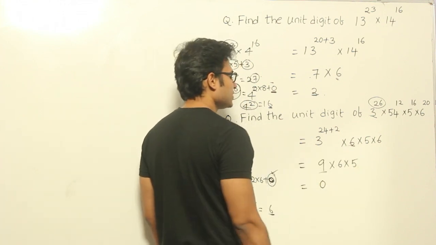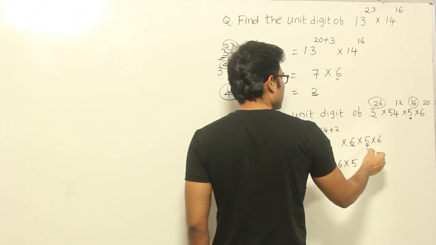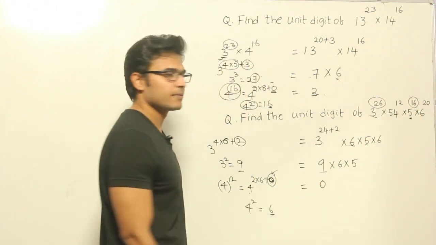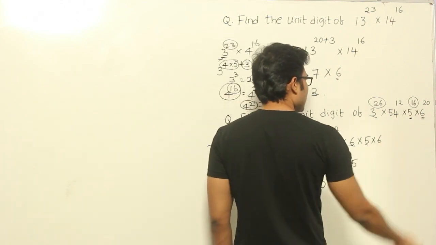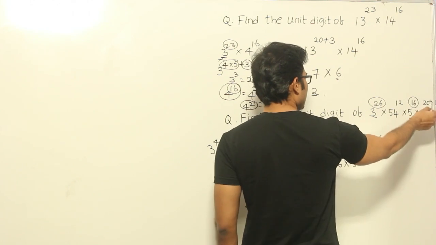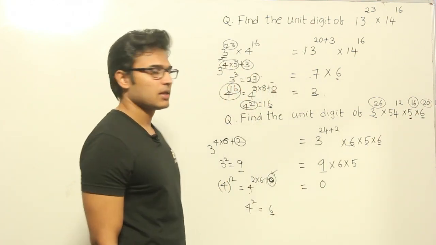Now coming to 5, since cyclicity is 1, whatever the power is, always write 5 there. Its cyclicity is 1. And coming to 6, the cyclicity is always 1, therefore 6 power 20, whatever this number is, you are always going to write 6. Got it?